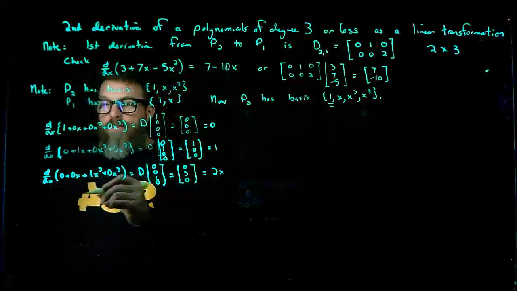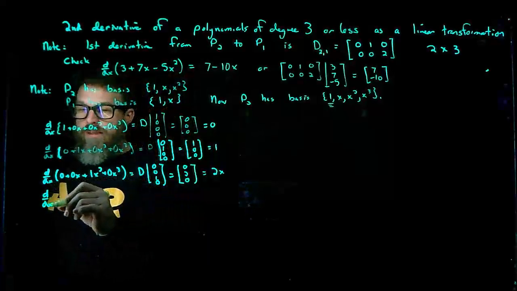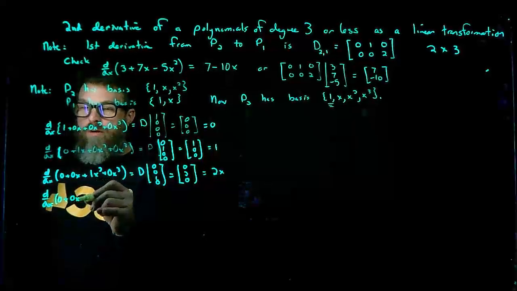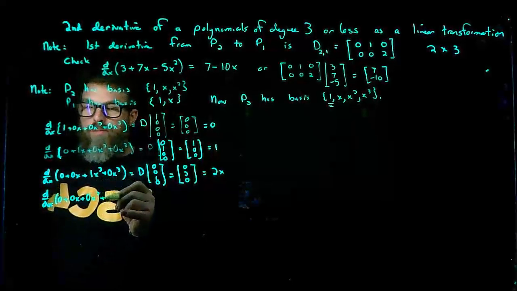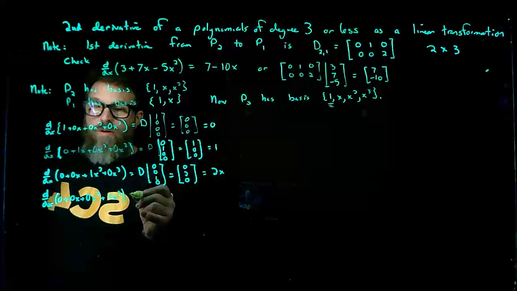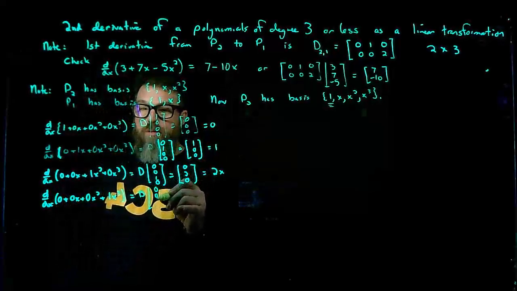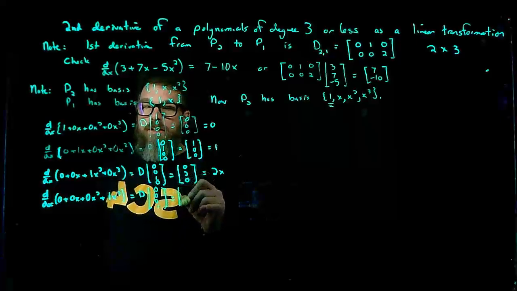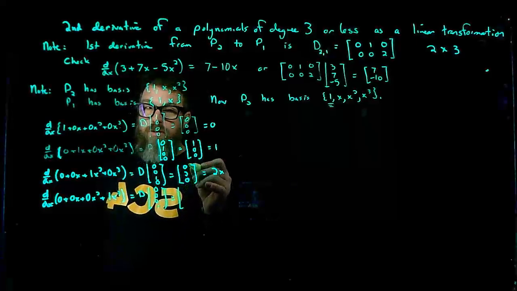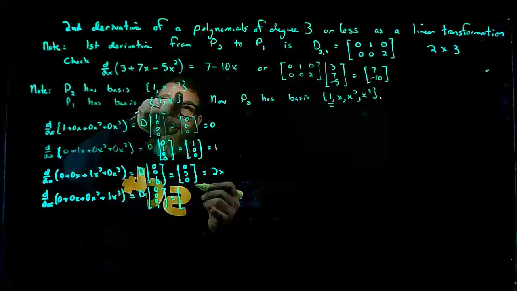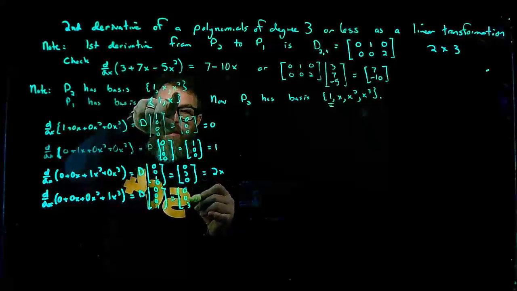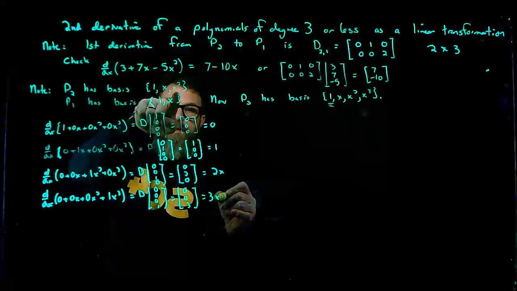And then finally, the derivative with respect to x of 0 plus 0x plus 0x squared plus 1x cubed. We know this is going to give us a 3x squared. So writing this in this form, 0, 0, 0, 1, is going to give us a 3x squared, and that's all I'm going to get. So this is going to be 0 here, but 3 of these. So 0, 0, 3. That represents 3x squared.